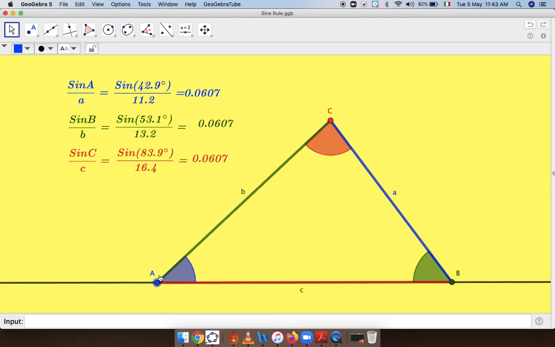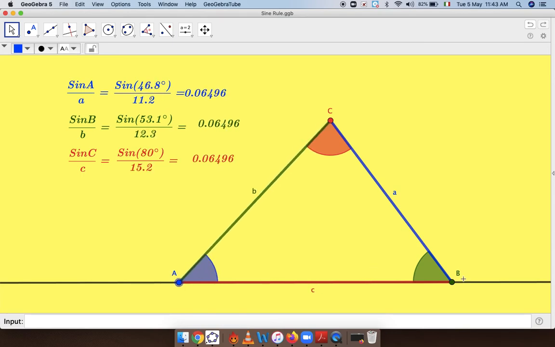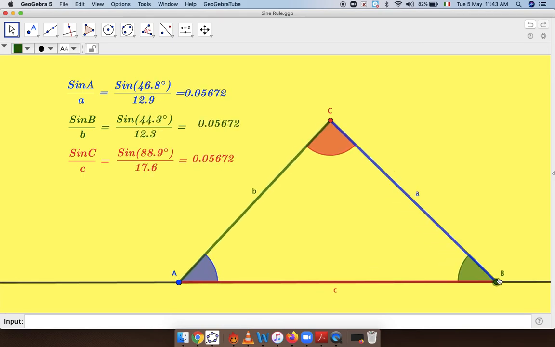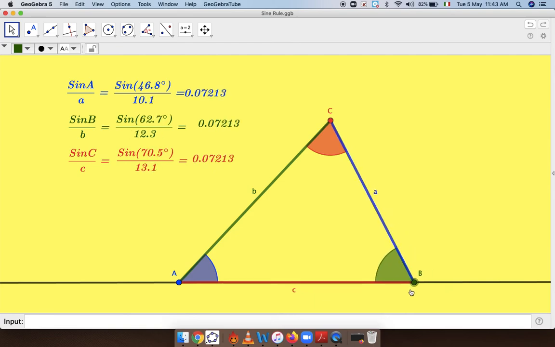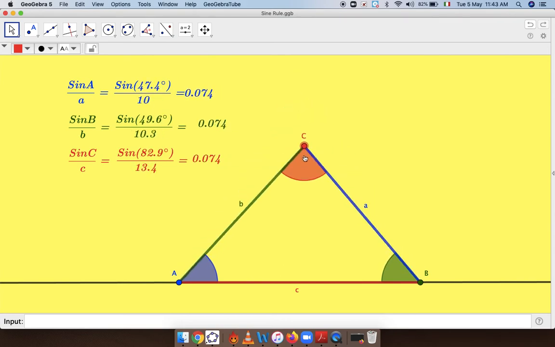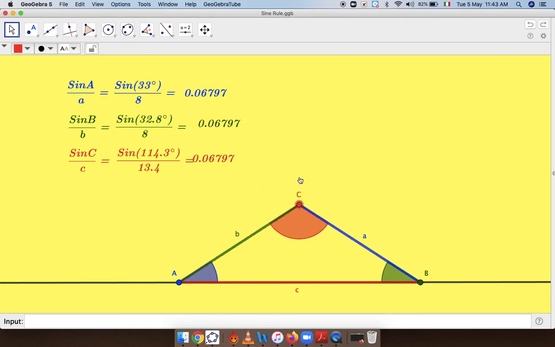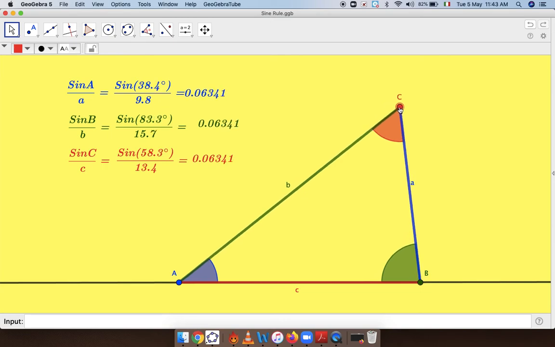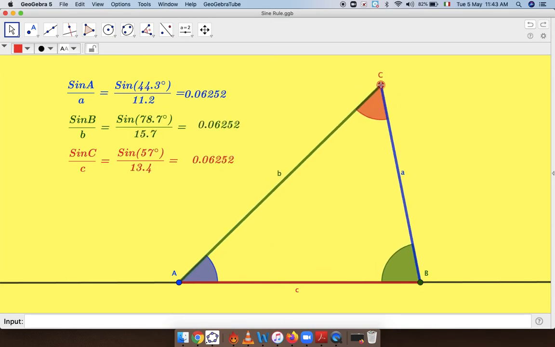All right. Hopefully that makes a little bit more sense. And what if I mess around with B here? I can change angle B. I can change angle C. I can move this up, I can move it down. Notice those ratios are all the same. That's what the sine rule tells us.